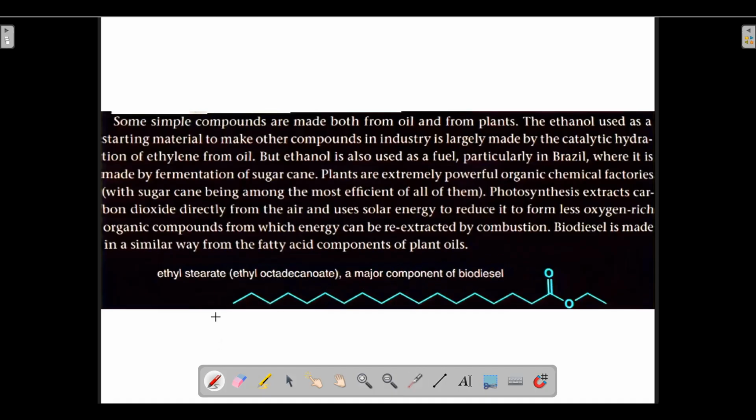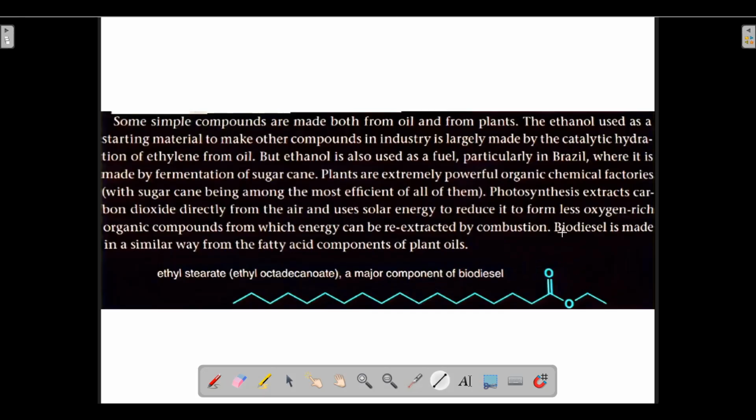The carbon chain is 18 carbons long. If you count the carbon atoms from here up to here, there are a total of 18 carbons, and 18 means octadec. So it is ethyl octadecanoate, and the common name is ethyl stearate. Ethyl for this group, and it is a major component of biodiesel.